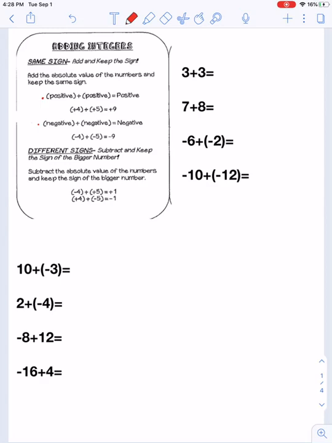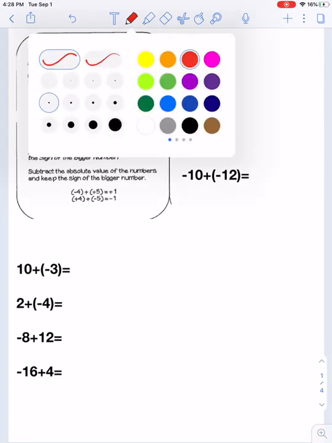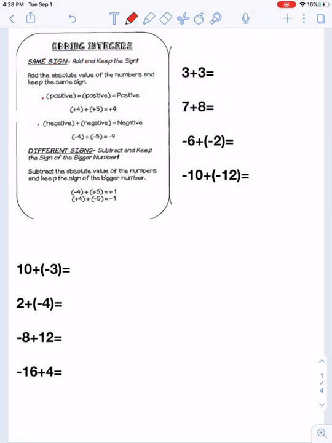So let's take a moment and work with adding integers with the same sign. First, I encourage you to always rewrite the problem on a separate sheet of paper so you can figure out signs and stuff like that. You have extra room for work. So, for example, we have 3 plus 3. Well, you've been adding positive integers for forever now. We know that 3 plus 3 is 6. We don't need any integer rules to tell us that. But let's see how the integer rules apply.